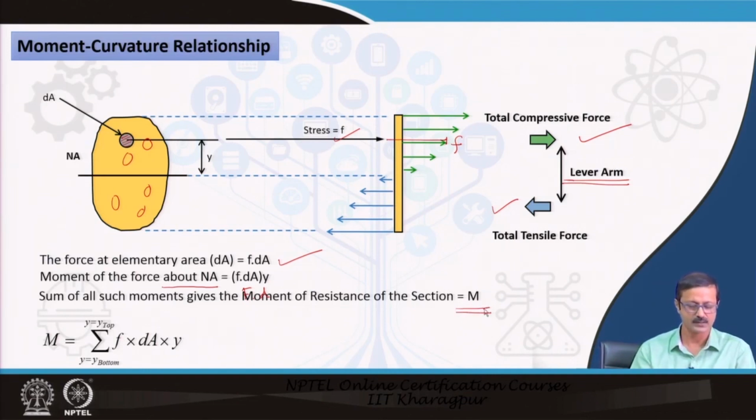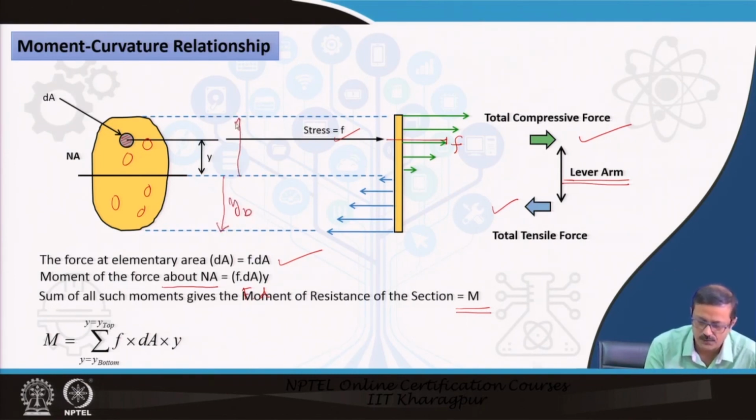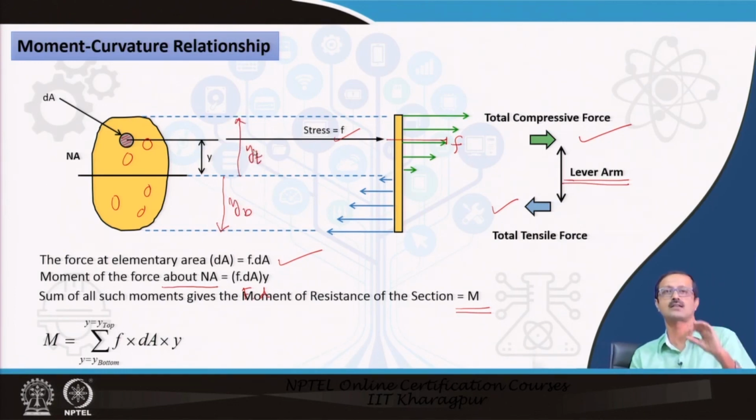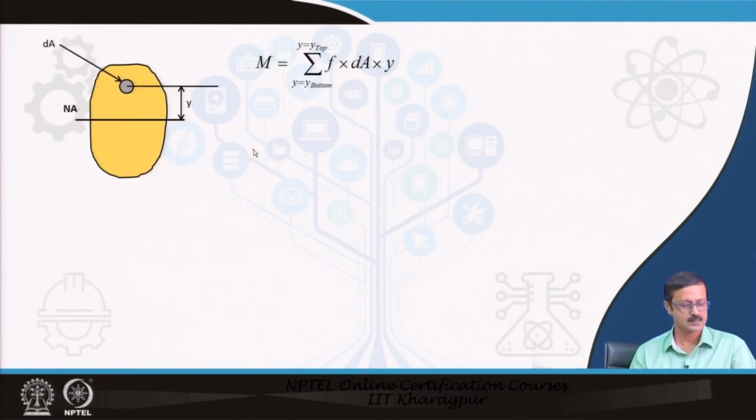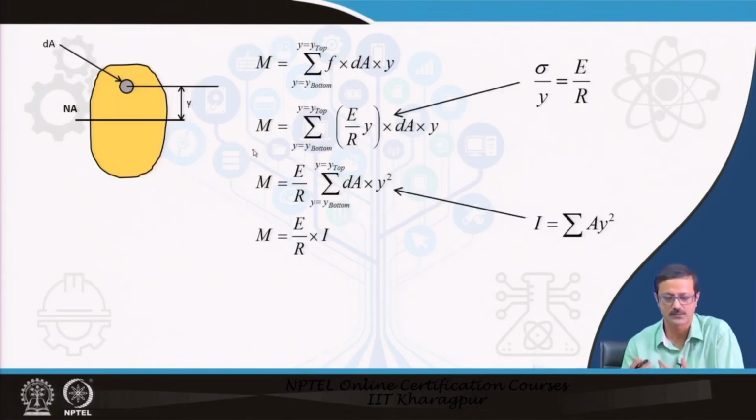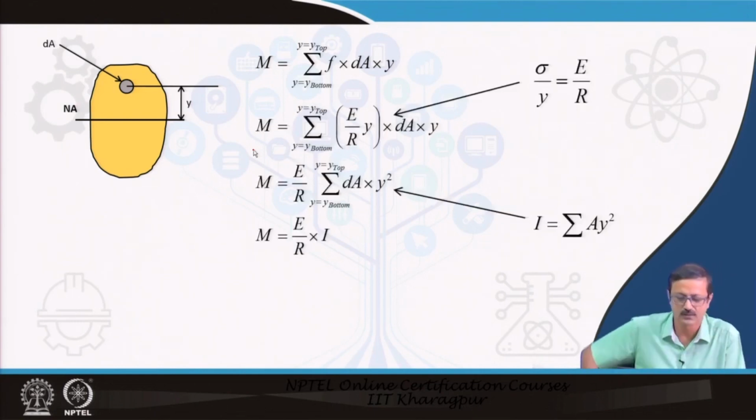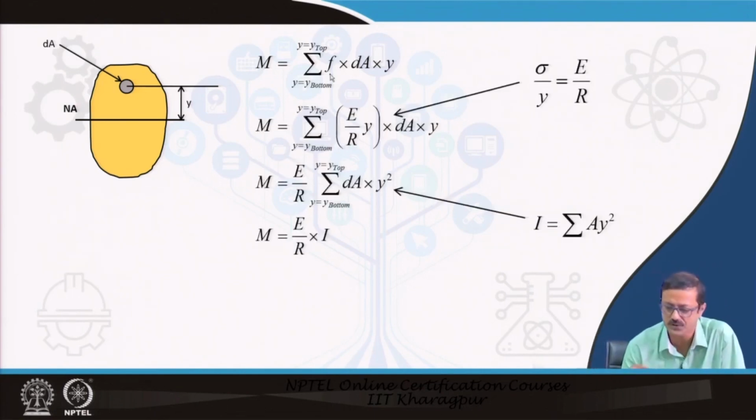So that is why I have written this sum from y bottom, the bottommost portion, to y top, the topmost portion. Please remember this y, which is the layer distance, has to be calculated from the CG axis. So throughout from bottom to top, F into dA into y is nothing but the moment. Now you have to derive this a little bit. So F I have changed because I know sigma by y equal to E by R.